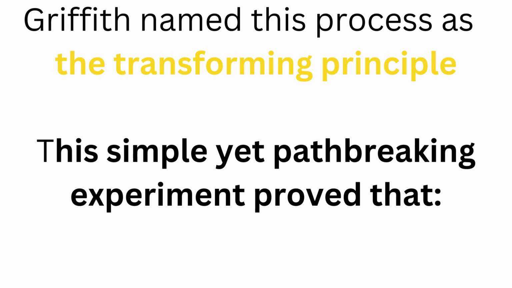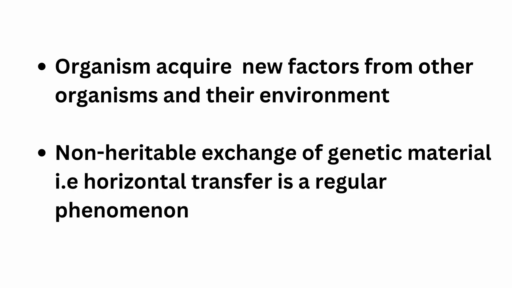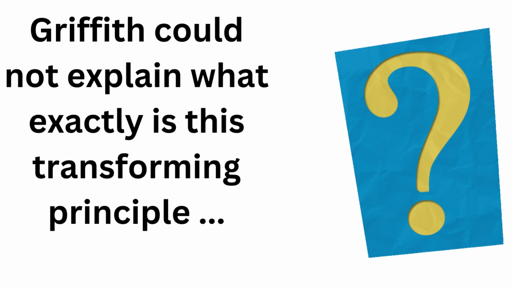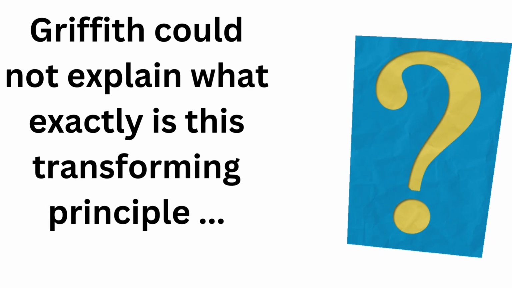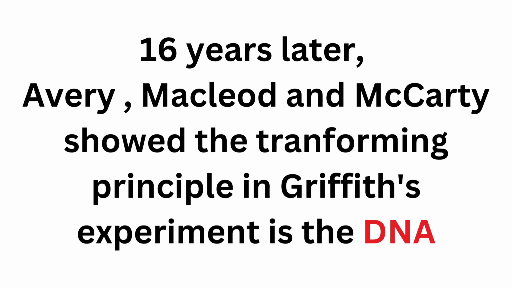This simple experiment proved that organisms can acquire new factors from other organisms and their surrounding environment, and that non-heritable exchange of genetic material, that is, horizontal transfer, is a regular phenomenon in nature. Griffith, however, could not explain what exactly this transforming principle was. This puzzle was solved 16 years later by another group of scientists. Avery, MacLeod and McCarty showed that the transforming principle in Griffith's experiment is the DNA.